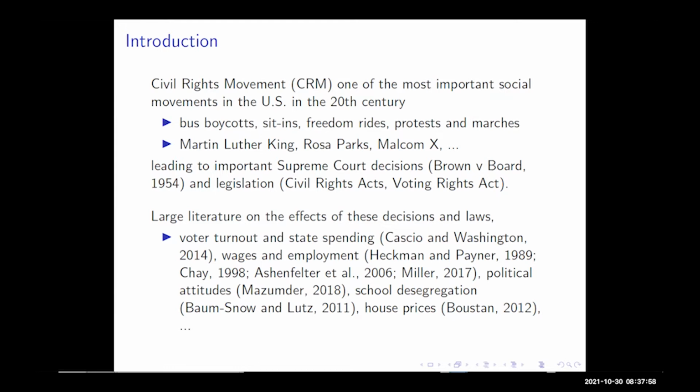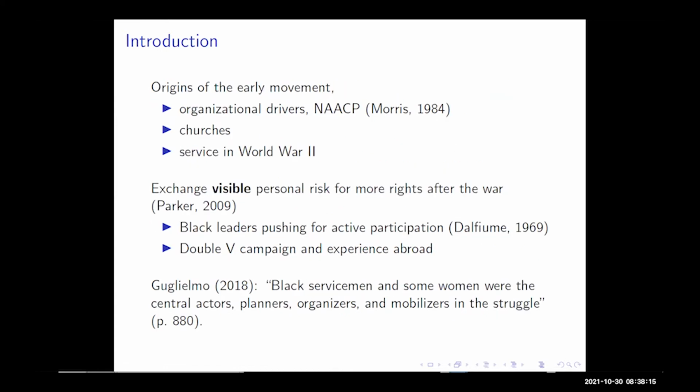And so in this paper, we would like to take this one step back a little further. And instead of studying the outcomes or the effects of these different legislations, we want to study more the movement, or the origins of the movement that led to these legislative changes. And there are different kinds of theories as to where the roots of the civil rights movement lie.